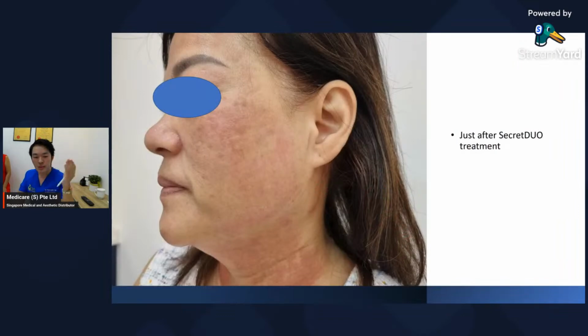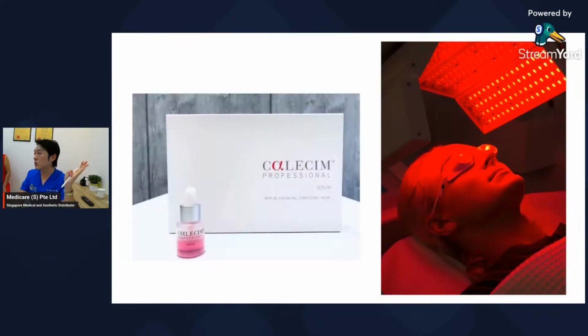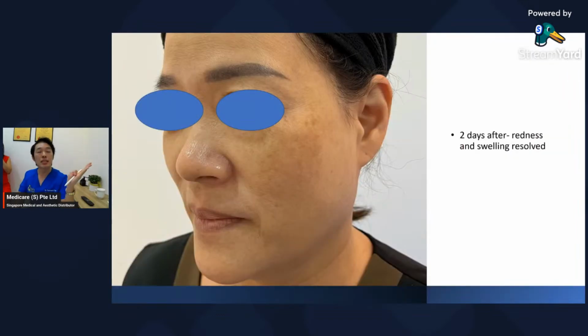Okay, so the downtime is actually not too bad. After the SecretDUO treatment, there's quite a bit of erythema and swelling, and I would use growth factor media. Obviously, I use TMT, not performed locally. So I use a stem cell conditioned media containing growth factors, and I shine an LED for 13 minutes. Within 2 to 3 days, it's more or less back to day-to-day life.